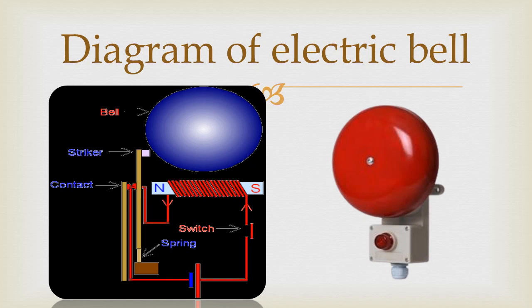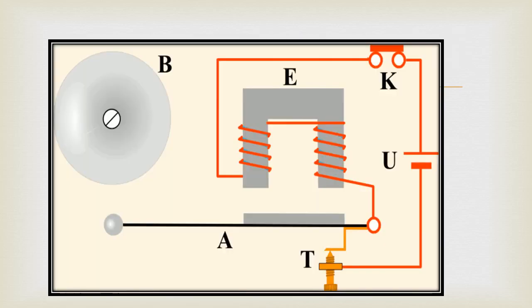However, at the same time, the contact screw loses contact with the strip and the current in the circuit stops. In this situation, the electromagnet loses its magnetism and the iron strip moves back and comes in contact with the contact screw. The electric current is then immediately restored and again the striker hits the gong. By the above process, this action repeats itself and the bell rings.